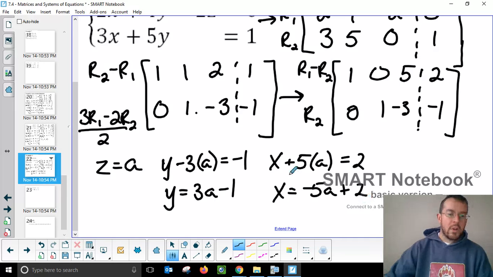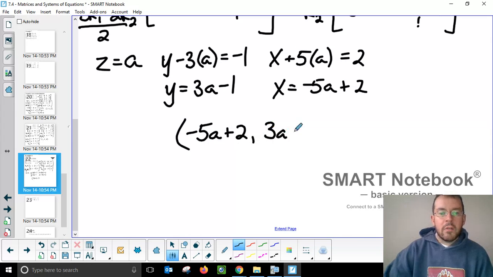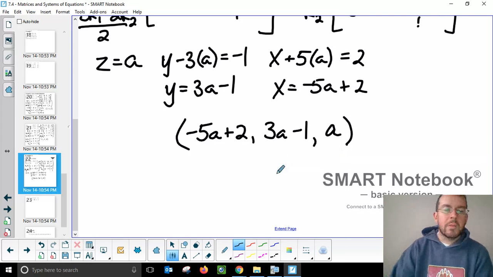And we're good. I have my x, my y, my z. So again, there are going to be infinite solutions, but they will all be of the form negative 5a plus 2, comma, 3a minus 1, comma, a. Basically what this means, just to reiterate, is that this will have infinite solutions, but not just any random combination of x's, y's, and z's. They all have to fit this form.